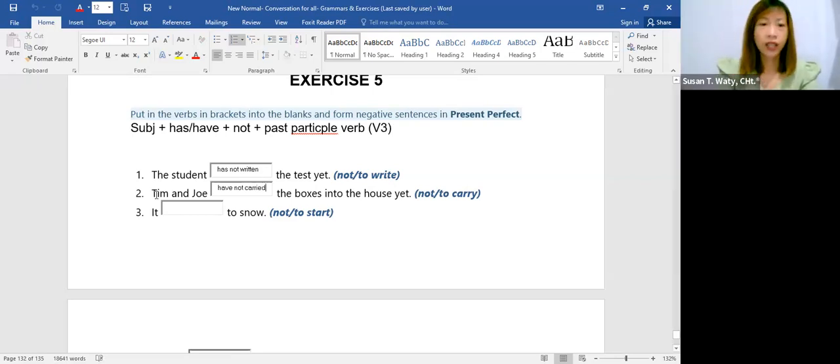So, okay, guys. Tim and Joe here, they're plurals, okay? More than one person, more than one subject. So that's why Yusuf decided to use have. Since in negative, we added not. And then carried is the past participle of carry. Carry, carried, and carried is a regular verb, okay? So we just add the ed.